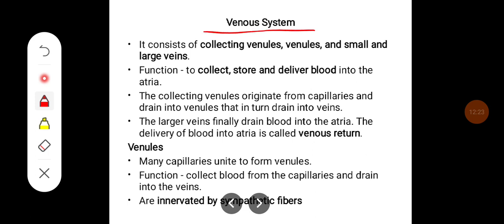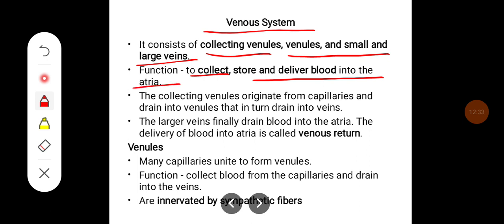Venous system. It consists of collecting venules and small and large veins. Their function is to collect, store, and deliver blood to the atria. The collecting venules originate from capillaries and drain into venules, which in turn drain into the veins. The larger veins finally drain into the atria. The delivery of blood to the atria is called venous return.